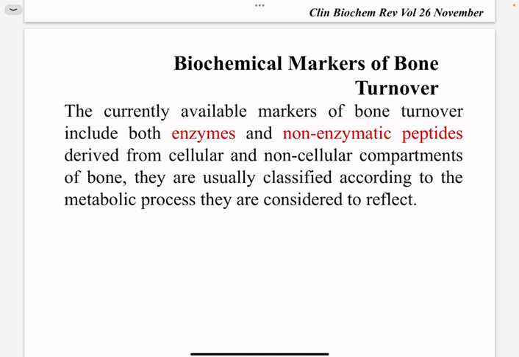And we have non-enzymatic peptides. These are usually not tested. They are not routine tests. Routine tests are the enzymes that are used in the lab. And both of them are derived from cellular and non-cellular compartments.